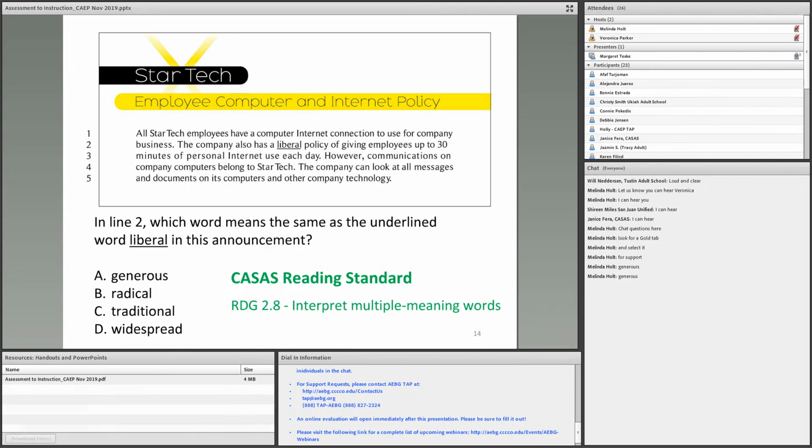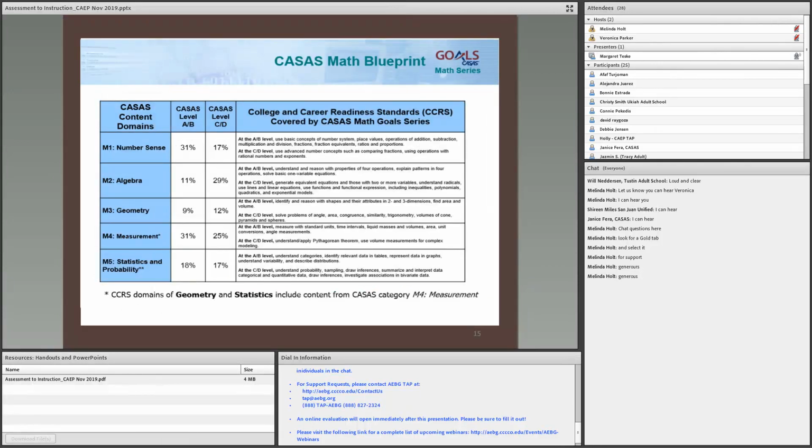Okay, again, we're looking at the same example. We have, again, Reading Standard 2.8. This is interpret multiple meaning words. So it all goes together. This is an example of a math blueprint that is also available on the CASAS website. And this shows you that the content standards are there and what levels, how much of those levels. As you see, as you move up, some things like statistics are in both, but number sense is more in the lower levels, whereas algebra is more in the upper levels.